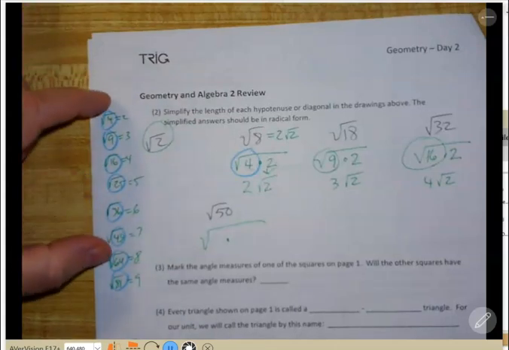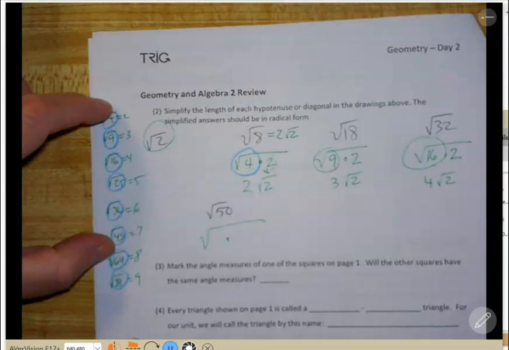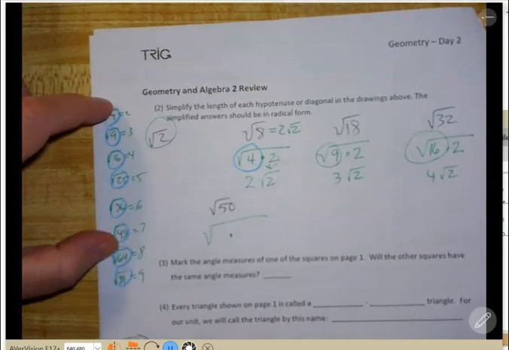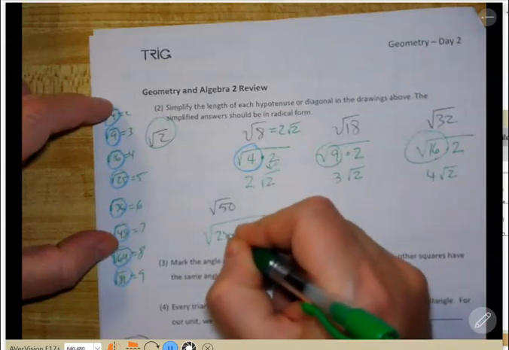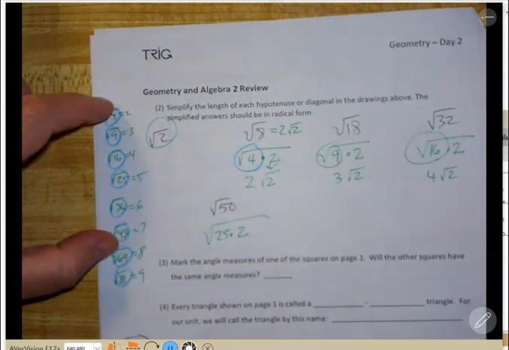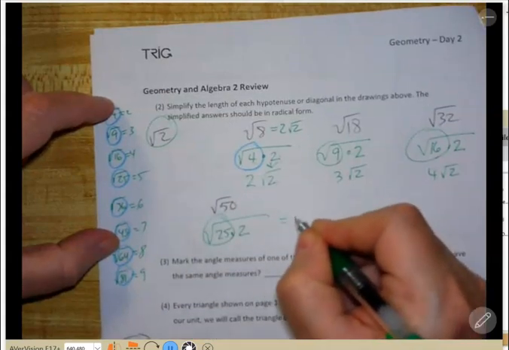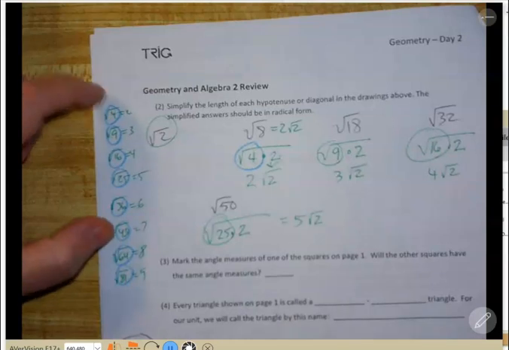And then the last one, we have 6 choices: 4, 9, 16, 25, 36, and 49. And the only one that works is the 25. And that's 25 times 2. Square root of 25 we can actually do, that's 5. And then the 2 stays underneath the square root.